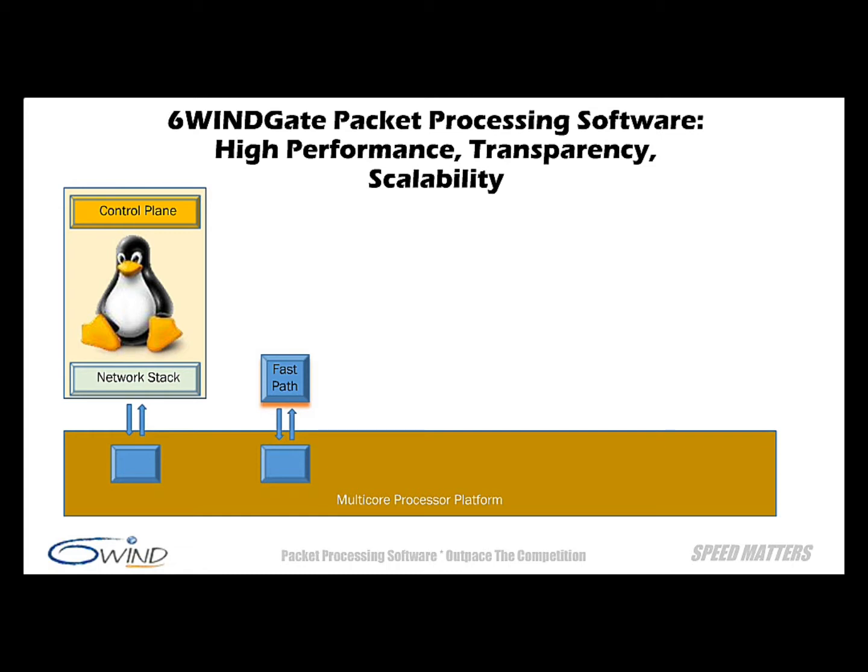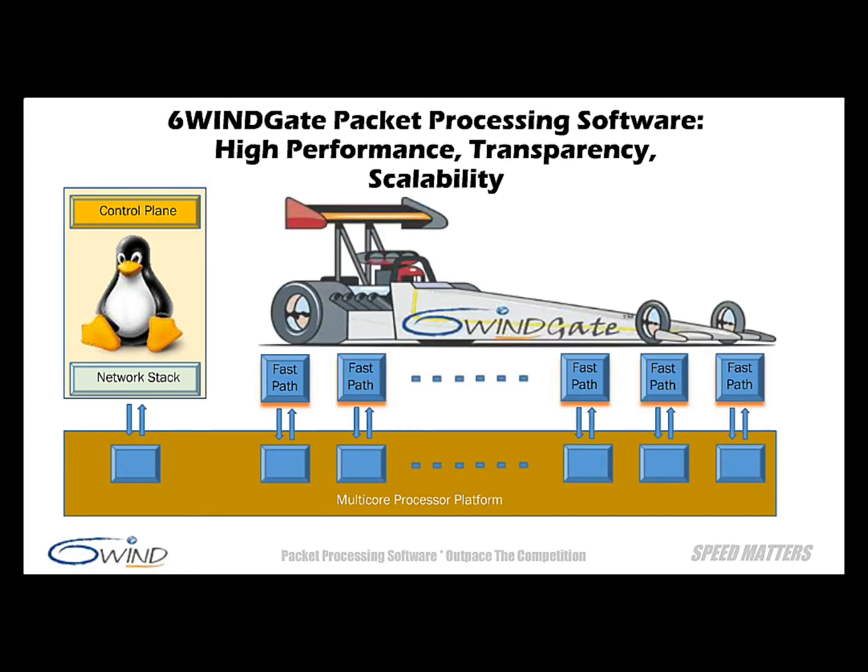Moreover, this FastPath is transparently synchronized with Linux so that existing Linux applications, management, orchestration systems don't need to be modified. 6WindGate users continue to use standard Linux configuration tools and benefit from the FastPath packet processing performance. And finally, this packet processing performance scales linearly with the number of cores running the FastPath, so that 6WindGate users make the most out of today's modern multi-core processor platforms. You have different options to deploy 6WindGate.